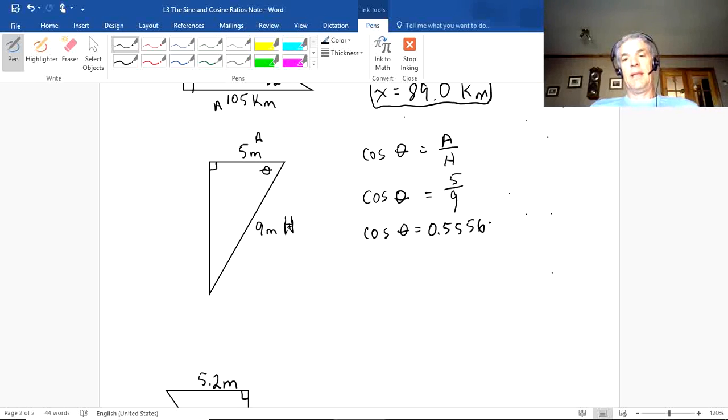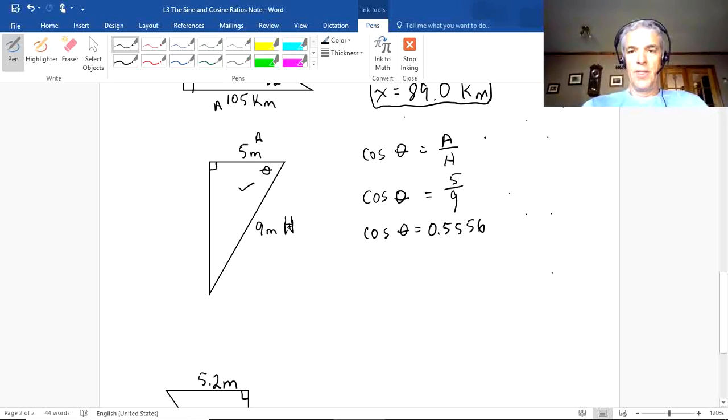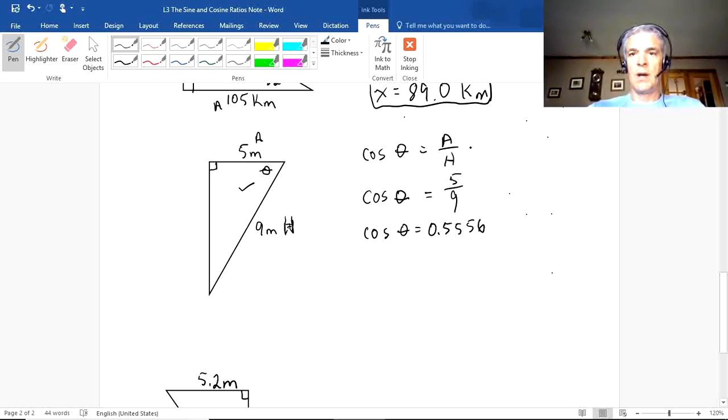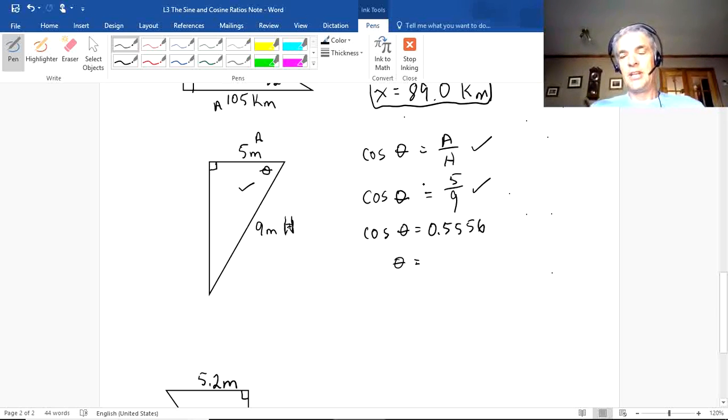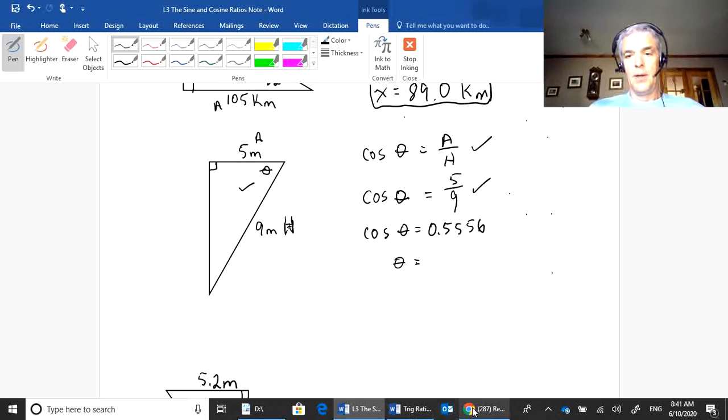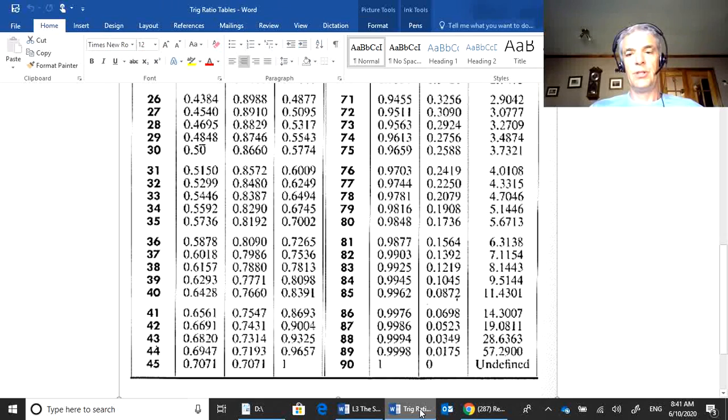Now, my job is I have to find theta, and by the way, just to go from a mark perspective, 1 mark for labeling the triangle A, H and theta, which was already done, 1 mark for selecting the correct trig ratio, and then 1 mark for substituting, and now another mark for finding the actual answer, which we're going to do here. How do I do this? Well, I can do it on my calculator, but it's actually kind of easy to do also on the trig tables.